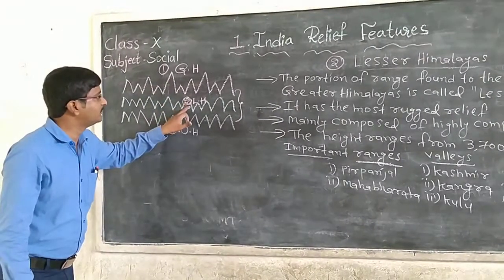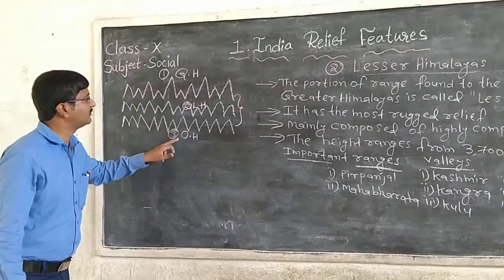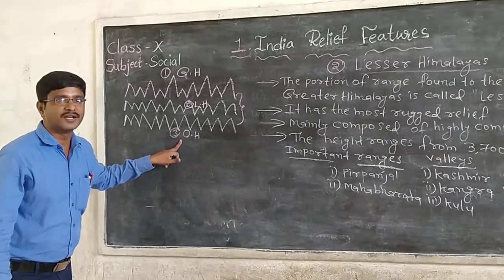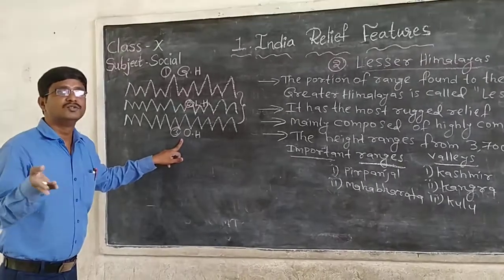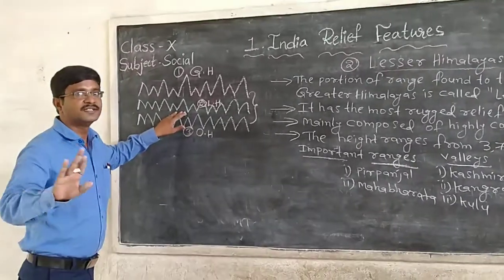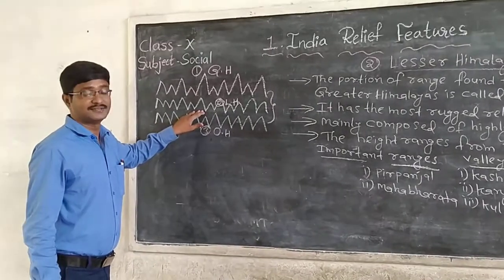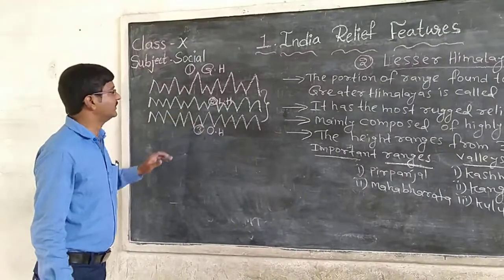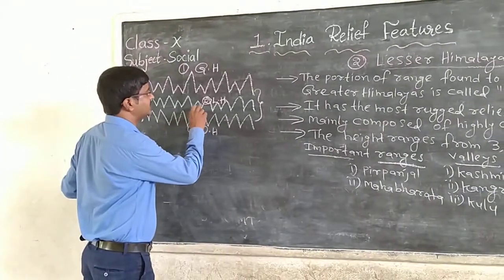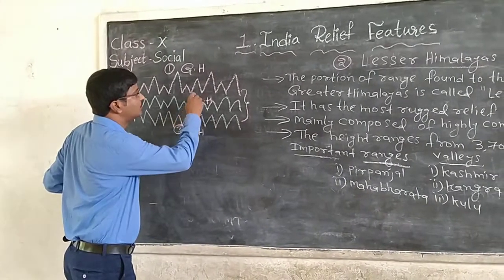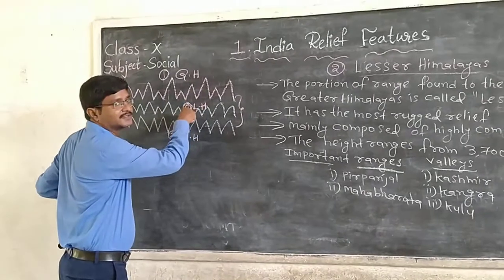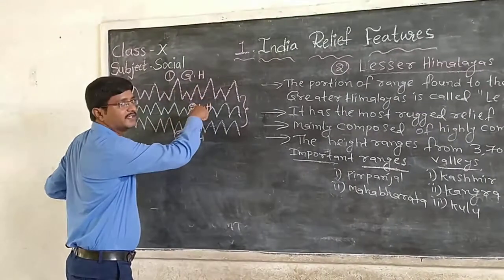It is located between the Greater Himalayas and the Outer Himalayas. See, we have created two more definitions for this. First, let us learn the common definition of Lesser Himalayas. Lesser Himalayas means the portion of range which is found on the south side of the Greater Himalayas.